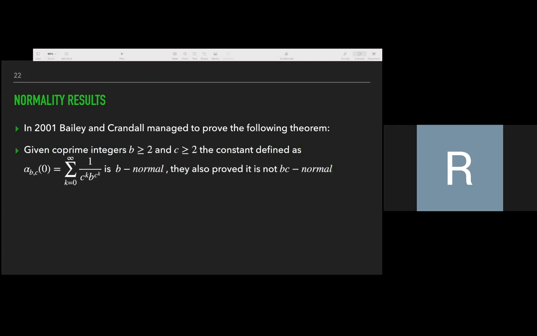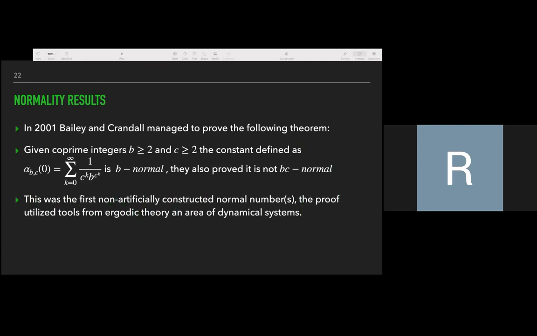Bailey and Crandall, Bailey is one of the authors of PSLQ, managed to prove the following: given coprime integers b and c greater or equal to 2, this constant is b normal. And they also proved it is not bc normal. They used tools from ergodic theory, an area of dynamical systems that deals with probability and making claims on almost all the phase space. Along with this, Bailey provided a Spigot algorithm for these numbers.